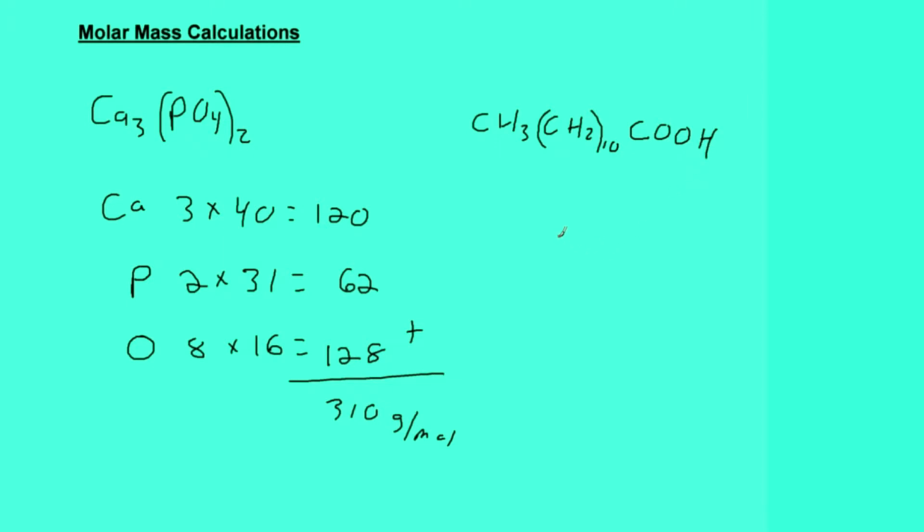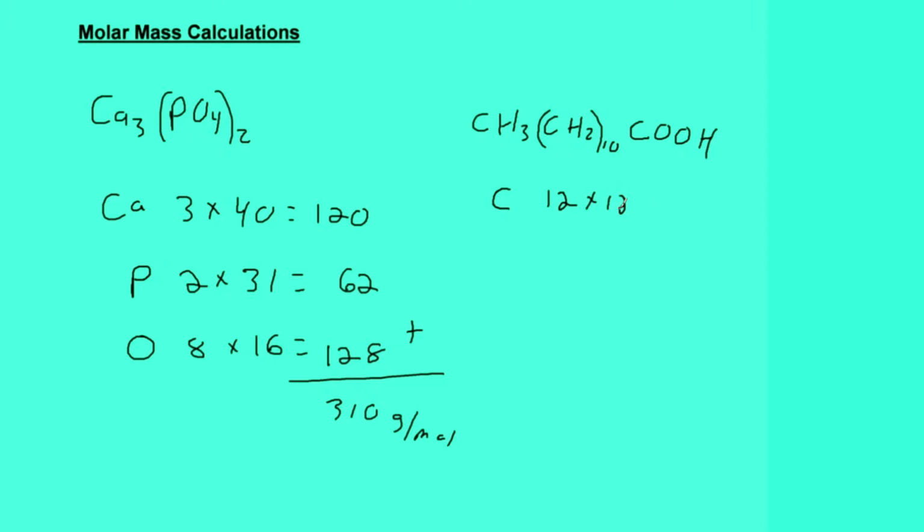All right, so just be careful. You just have to count up how many atoms there are of everything. Let's look at this parentheses here. This 10 distributes to both the carbon and the hydrogen. So let's get a count of our carbons. 10 times 1 is 10. All right, but then here, don't forget this one. This is carbon number 11, carbon number 12. So there's 12 carbons here.